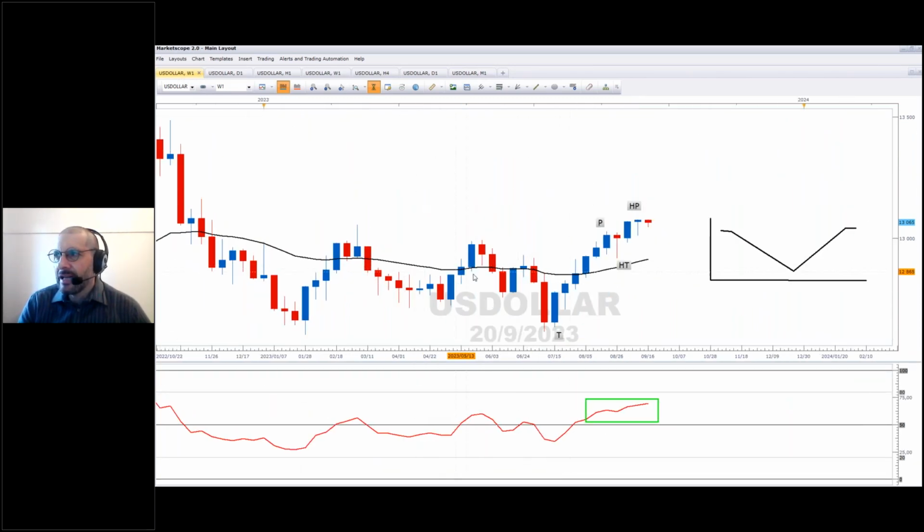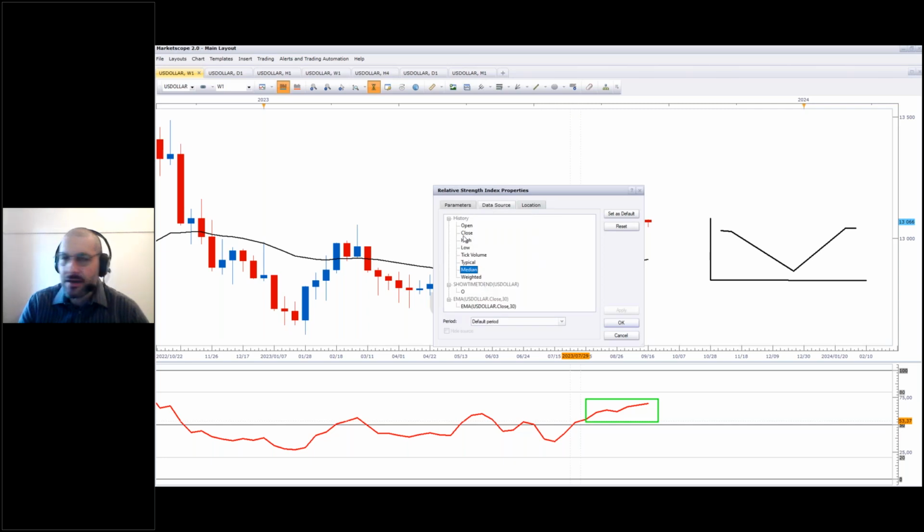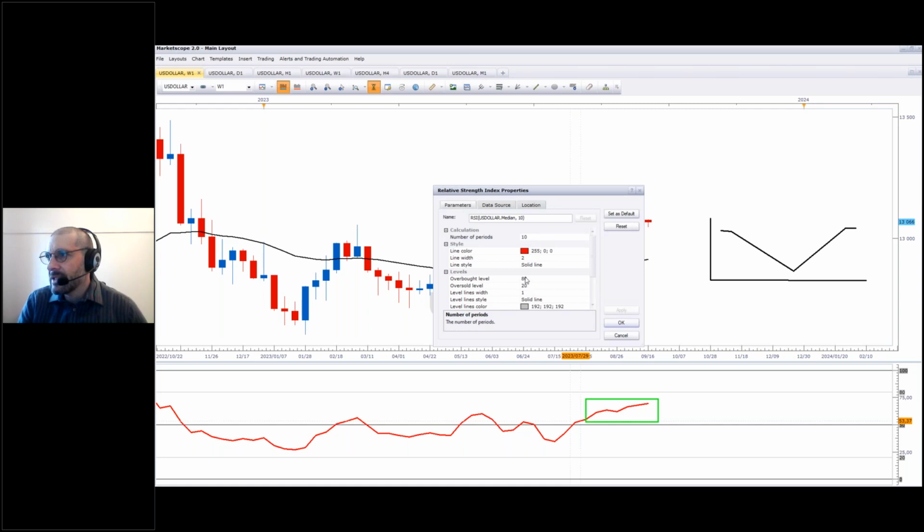Just adding on to the weekly, I add, sometimes I take it out, a 30-week exponential moving average. And then the RSI that I tend to use has a number of periods of 10. It's calculated not off the close. Most RSIs would be calculated off the close, but I like to calculate it off the median, which is the high plus the low divided by 2. And I use 80 and 20 as the overbought and oversold.